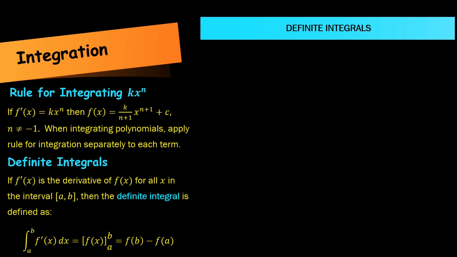If f dash of x is the derivative of f of x for all x in the interval ab, then the definite integral is defined as integral from a to b f dash of x dx equals f of x between a and b, which equals f of b minus f of a.